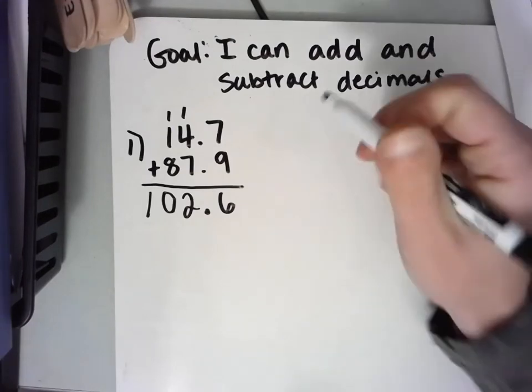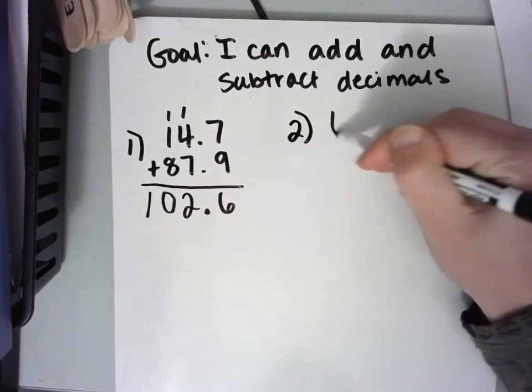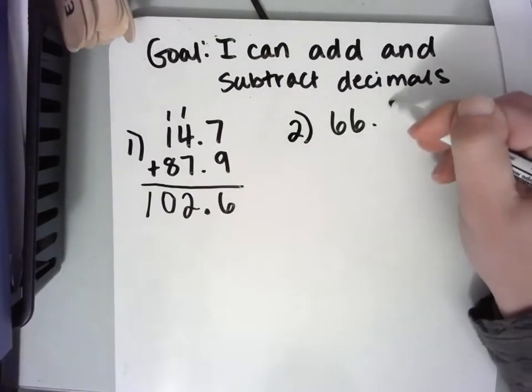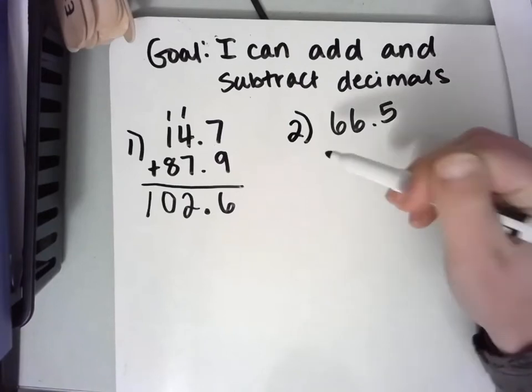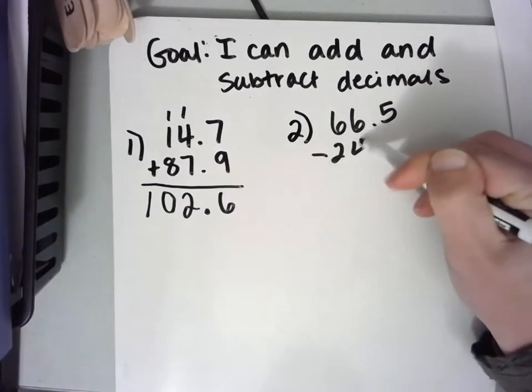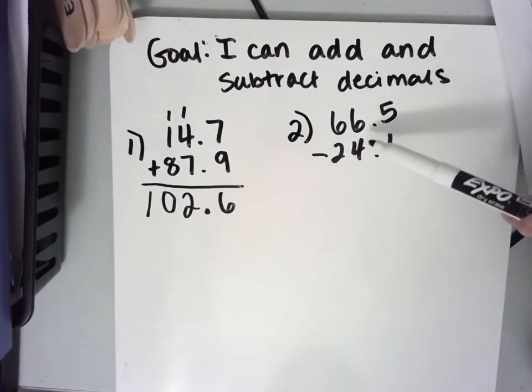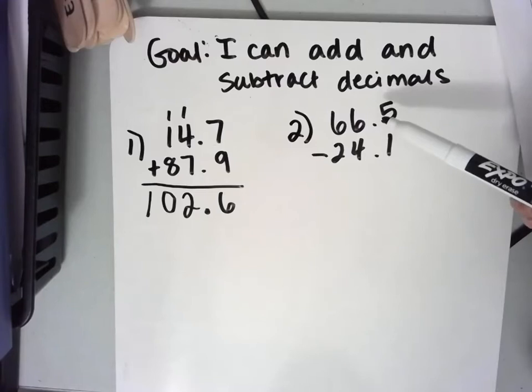So number 2. I have 66 and 5/10. And this time I'm going to subtract or find the difference. 24 and 1/10. Again, I wrote it in a way where I had to line up the decimals.